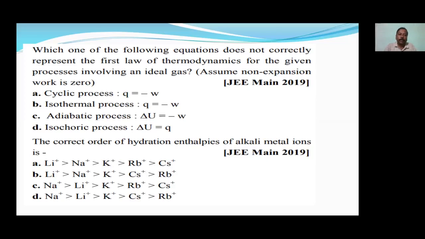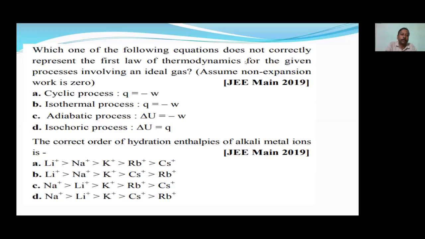Okay, next: which one of the following equations does not correctly represent the first law of thermodynamics for the given process involving an ideal gas? It is given for a cyclic process, whether Q is equal to minus W or not. For isothermal, whether Q is equal to minus W or not. Here the question is which does not correctly represent. Just now we have studied the first law of thermodynamics for the ideal gas. So the answer is C.